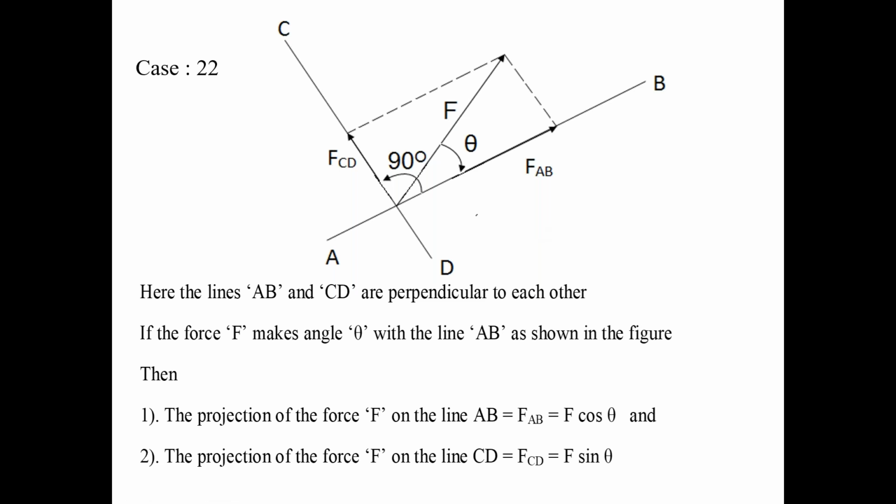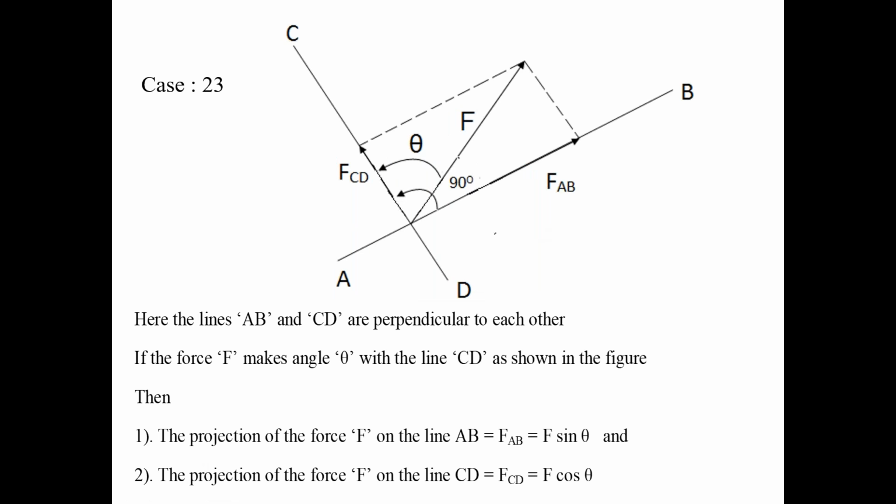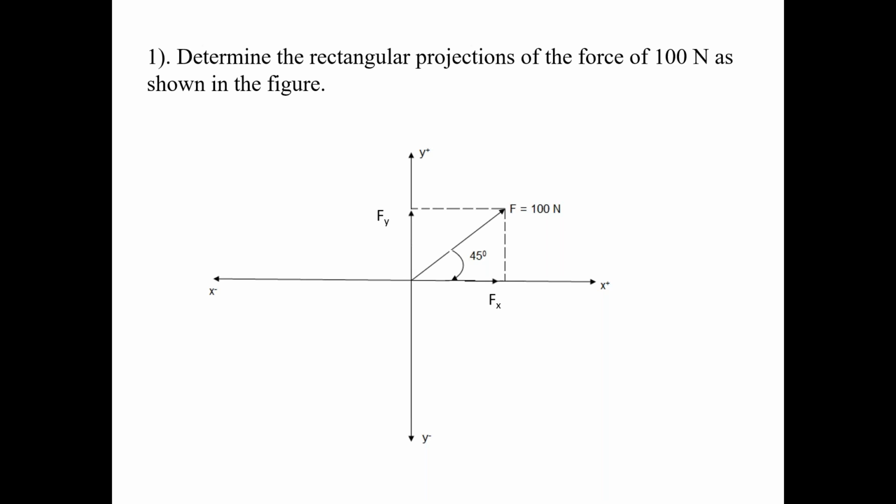So these are the different conditions we have in these projections of force. With the line CD, the force F making the angle theta, not with AB. Since with the line CD, the force F making the angle theta, here the projection FCD is F cos theta, the projection FAB is F sin theta. These are the projections of forces.